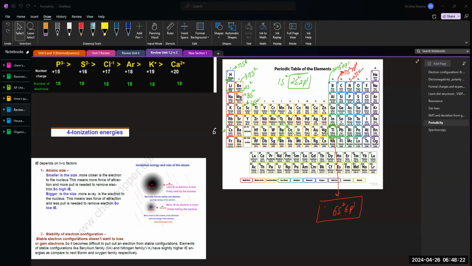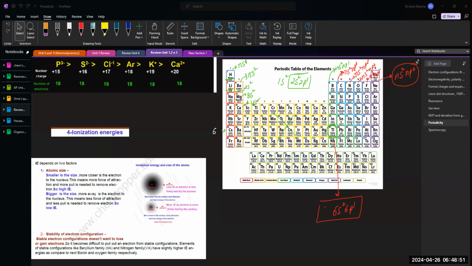ns2, np3. Okay, now oxygen, ns2, np4. Fluorine, ns2, np5. And noble gases? Noble gases, all of you, please give the general configuration of noble gases. ns2, np6, yes. And this is extra, the most stable.